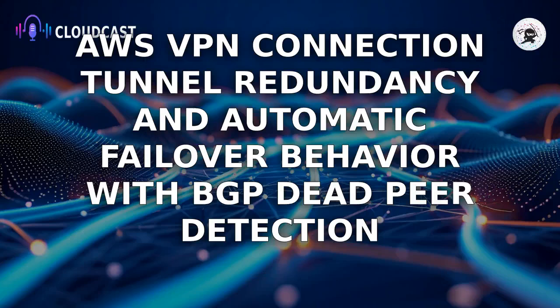If your AWS VPN goes down and your failover takes 90 seconds instead of 10, you're probably missing one critical BGP configuration that takes 30 seconds to fix. Okay, that sounds painful. What's the difference between 90 seconds and 10 seconds of downtime?